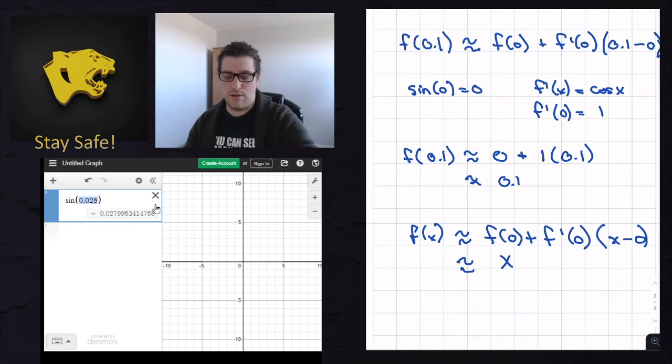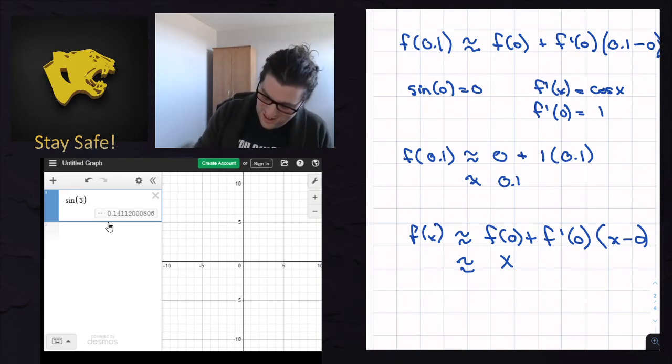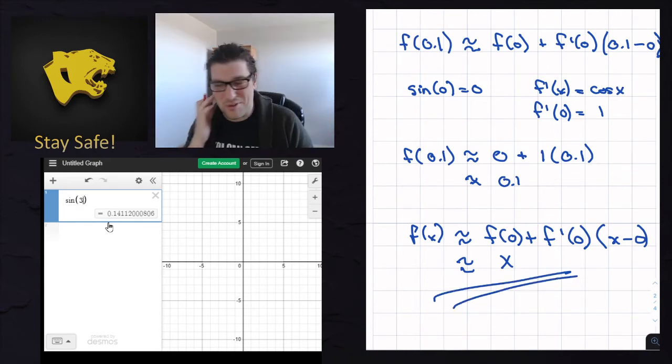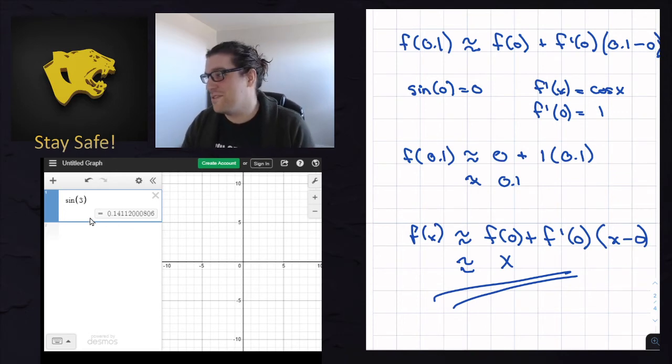As soon as your values get big, like say 3 radians, sine of 3 radians, oh, it's obviously 3 because of our linearization. We just said down here it's equal to x, so it's equal to 3. Let's see what it is. 0.14. That's not so good. So 0.14 is not a good estimation for 3.